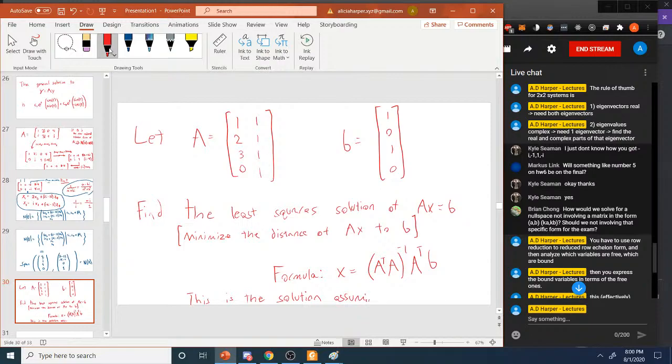Assuming A has linearly independent columns. In fact, this is not just the solution, this is the unique solution under the assumption that A has linearly independent columns. If you want, you can go back through my lecture and you can see a derivation of this formula. But now we're going to put this formula into action.